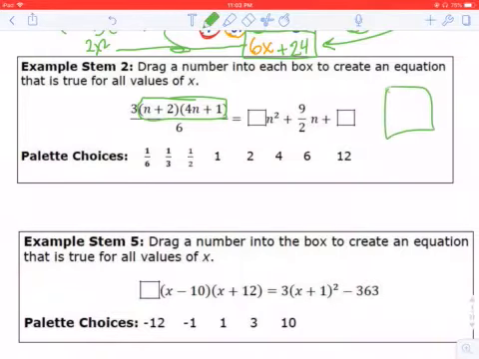So I have n plus 2, 4n plus 1. That'd be 4n squared, 8n, 1n, and 2. I'm going to combine these here. That gives me 4n squared plus 9n plus 2.